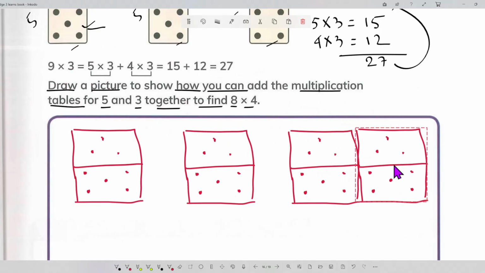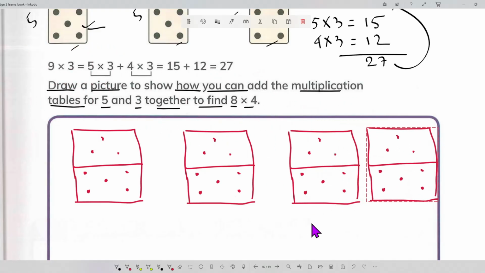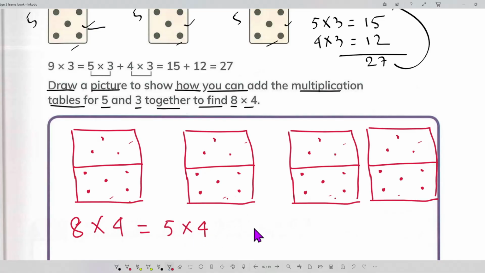Look, suppose here is 5, 5, 5, 5, 3, 3, 3, 3. Okay, now our target is to make this one 8 times 4. Here is 1, 2, 3, 4, 5 times 4 plus here is 3, 1, 2, 3, 4, so 3 times 4.